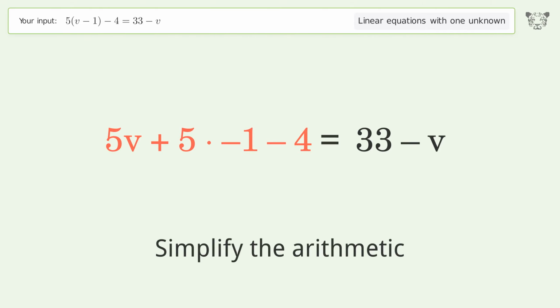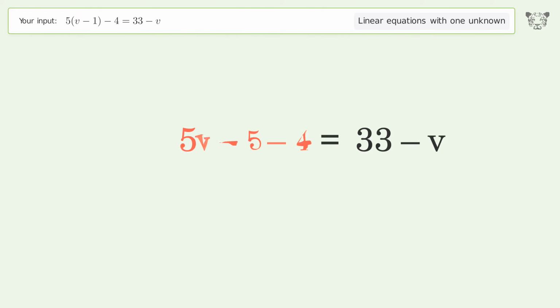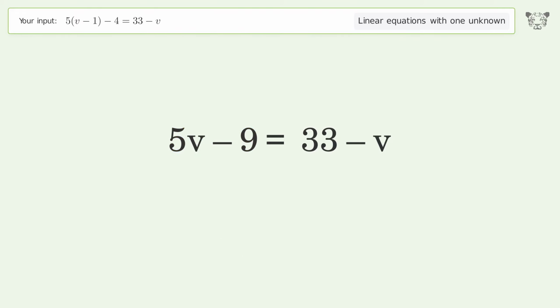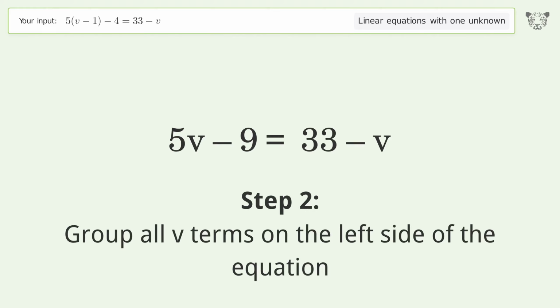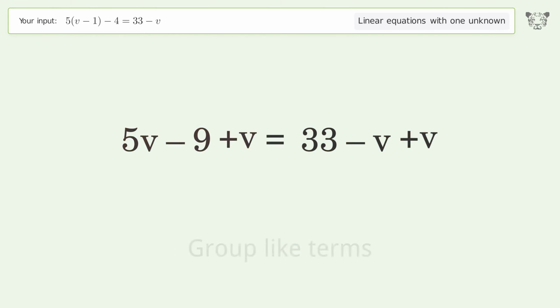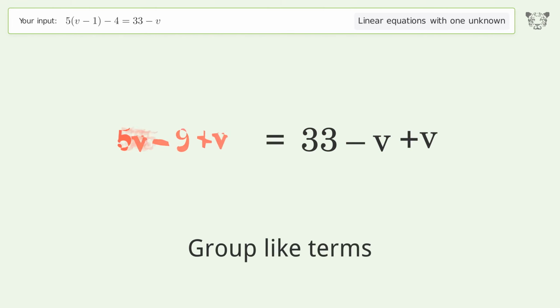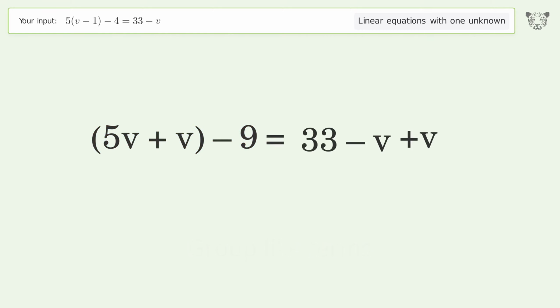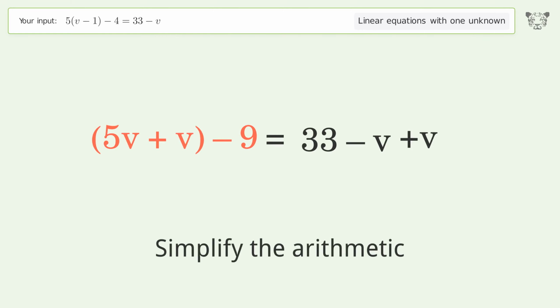Simplify the arithmetic. Group all v terms on the left side of the equation. Add v to both sides. Group like terms. Simplify the arithmetic.